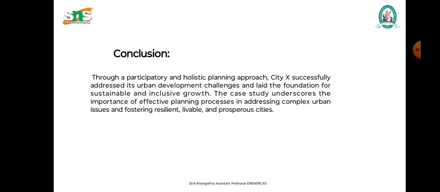At last, we are seeing the conclusion of that problem. Through participatory and planning approaches, City X successfully addressed its urban development challenges and laid down the foundation for sustainability and inclusive growth. The case study underscores the importance of an effective planning process in addressing complex urban issues and fostering a resilient, viable, and prosperous city.